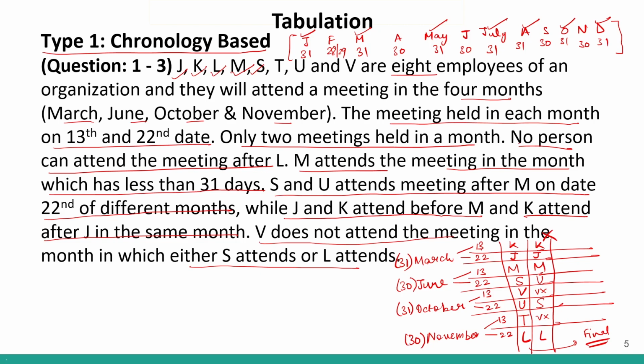So on March 13th, we have K. On March 22, we have J. On June 13th, we have M. June 22, we have S. October 13, we have V. October 22, we have U. And November 13, we have T. And November 22, we have L. This is my final arrangement. So now let us look at the questions.